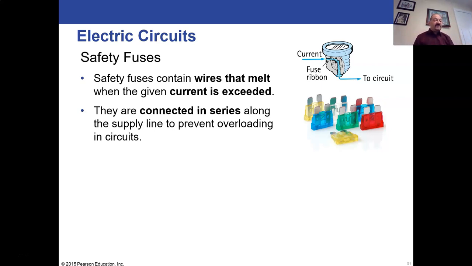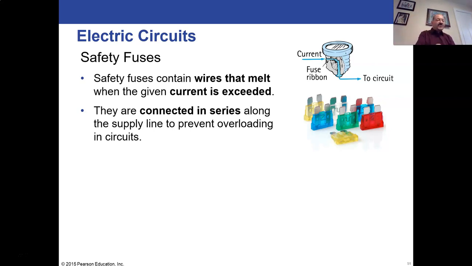And what safety fuses are is it allows the current to go through them, and the current is in series. So wherever something is going through a device, you also have it going through this fuse. And the fuse has a thin wire in it that if there's too much current, the wire will simply melt and shut off that circuit. The circuit will just die because the wire melted inside the fuse. Then you have to unscrew the fuse and replace it with a brand new fuse in case this happens again.